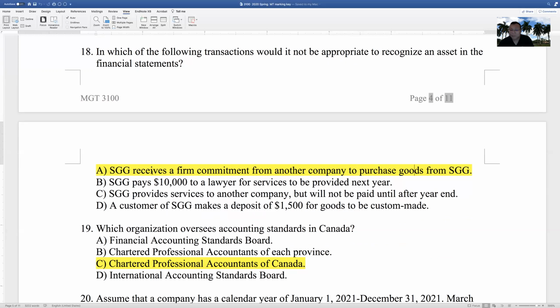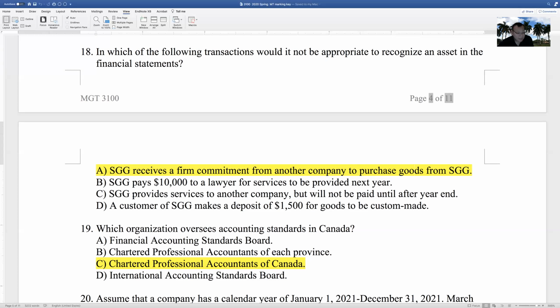Let's take a look at B. SGG pays 10,000 to a lawyer for service to be provided next year. What's your journal entry? You debit prepaid for the legal service 10,000, you credit cash 10,000. So you recognize the cash, and you recognize the prepaid. So it's appropriate to recognize the prepaid for B.